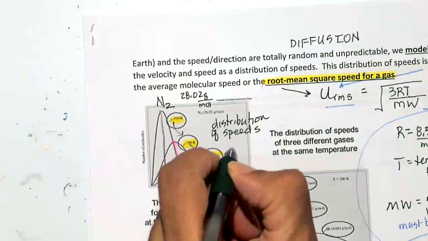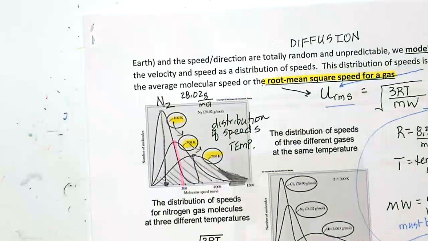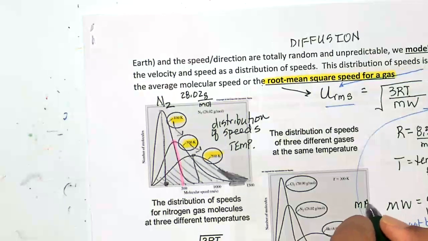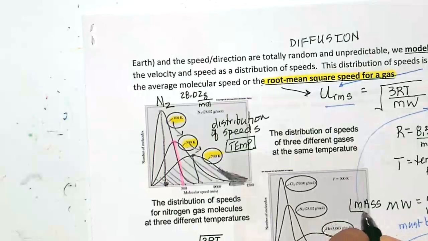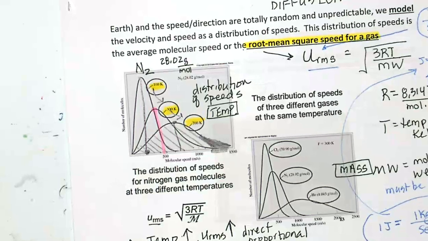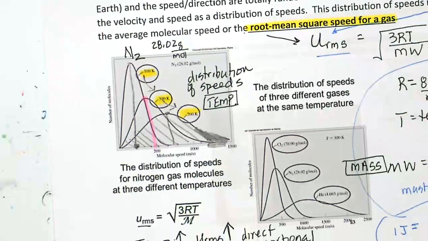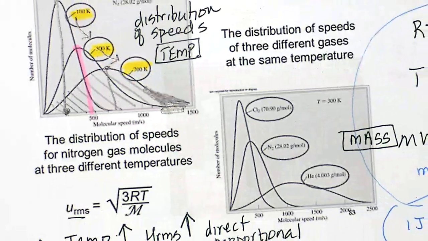All right, now let's look. So this is temperature's effect on root mean square speed. Let's look at mass. Let me see if I can zoom in here.